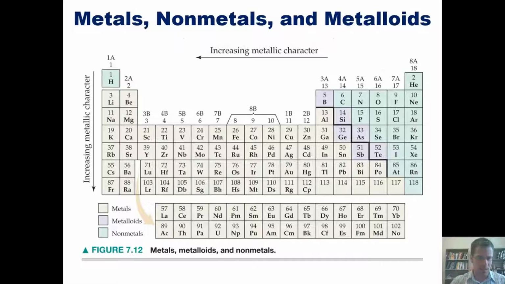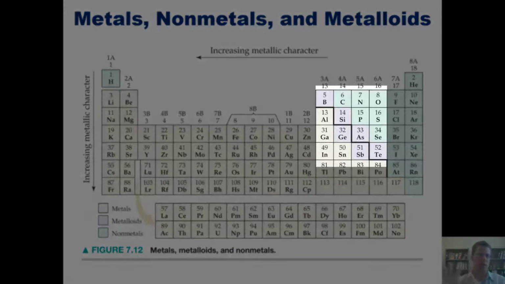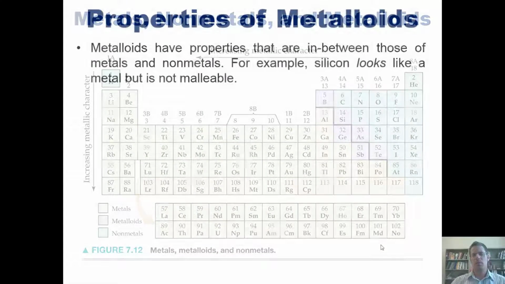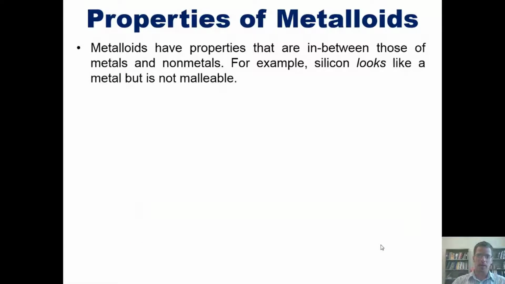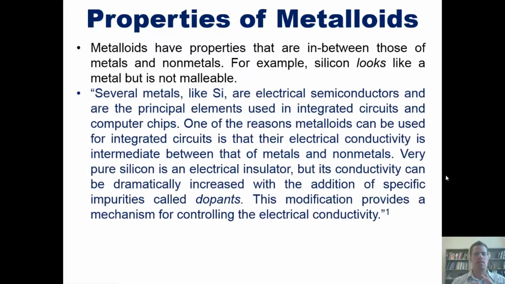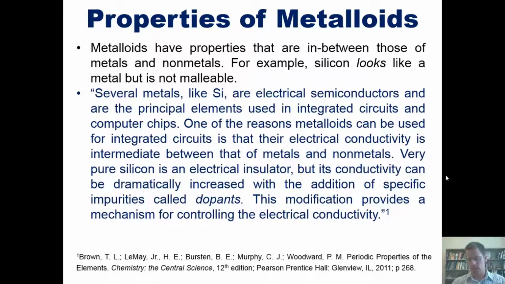You can see on the periodic table, for example, that metalloids kind of straddle that in-between world that traverses metals and nonmetals. For example, silicon looks like a metal, but is not malleable. According to our text, several metalloids such as silicon are electrical semiconductors and are the principal elements used in integrated circuits in computer chips. One of the reasons that metalloids can be used for integrated circuits is that their electrical conductivity is intermediate, or somewhere in between that of metals and nonmetals.